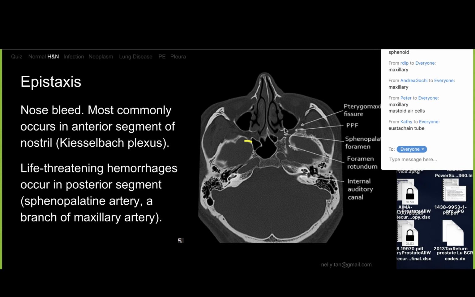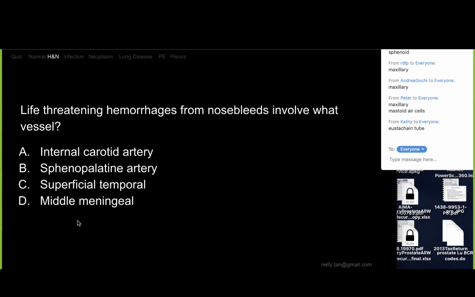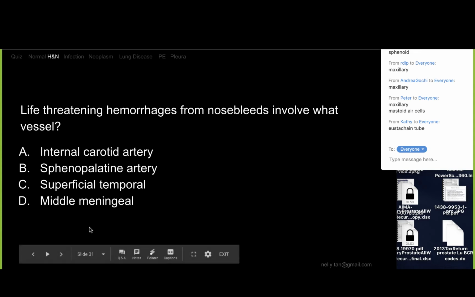So patients who get sinusitis, especially aggressive fungal mucormycosis, it can go into the arteries and very quickly advance into the brain. So it's incredibly important to identify aggressive sinusitis early because it advances very, very rapidly, and patients can deteriorate very fast. So yes, life-threatening hemorrhages from nosebleeds involve the sphenopalatine artery.